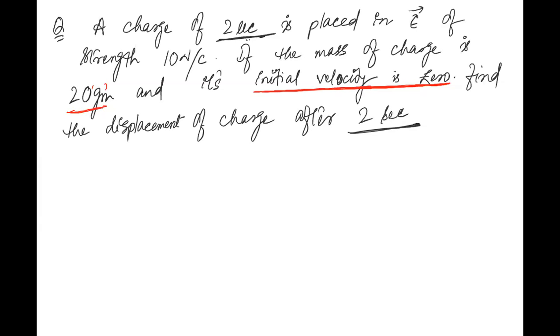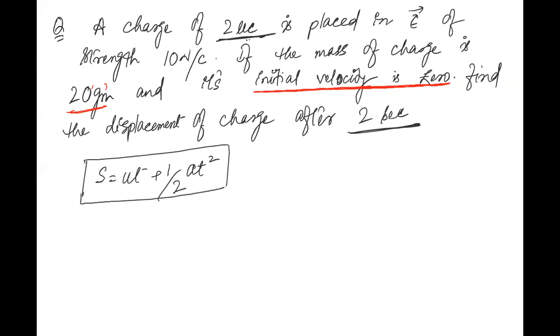Velocity equal to displacement upon time. No, how are you saying that? This motion is accelerated, isn't it? Is it accelerated or non-accelerated? Means is there acceleration or is acceleration zero? It is accelerated. So you will have to use this equation. I'll remind you the equation. Have you seen this equation ever? S is equal to ut plus half at square.